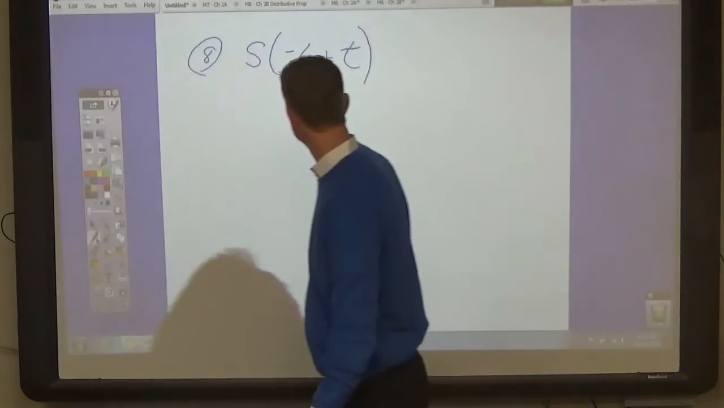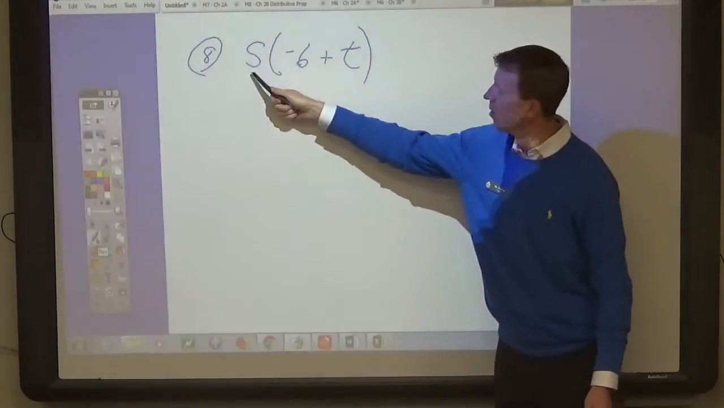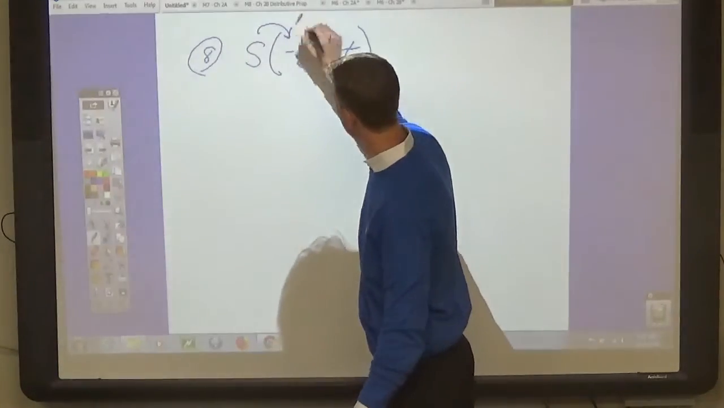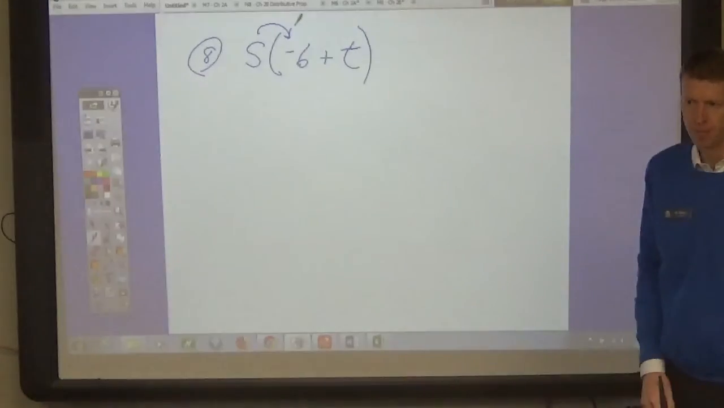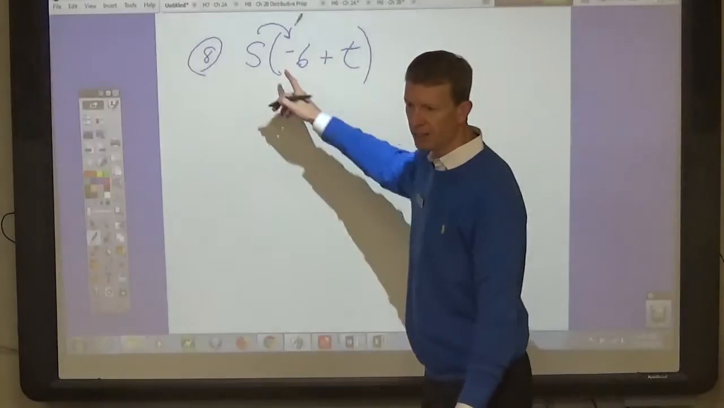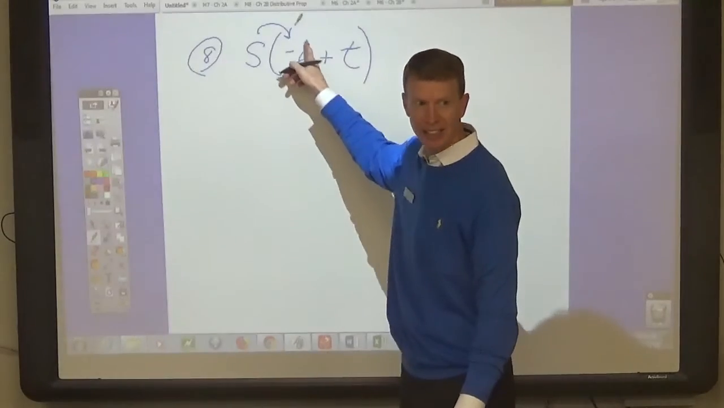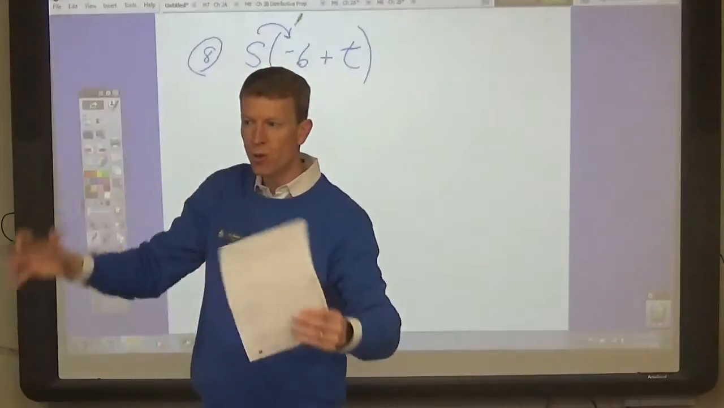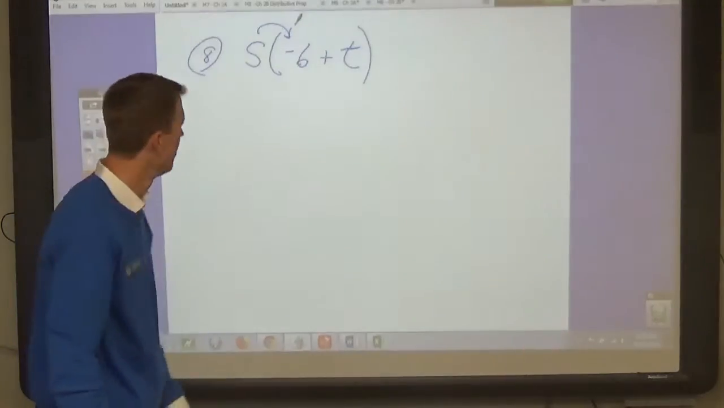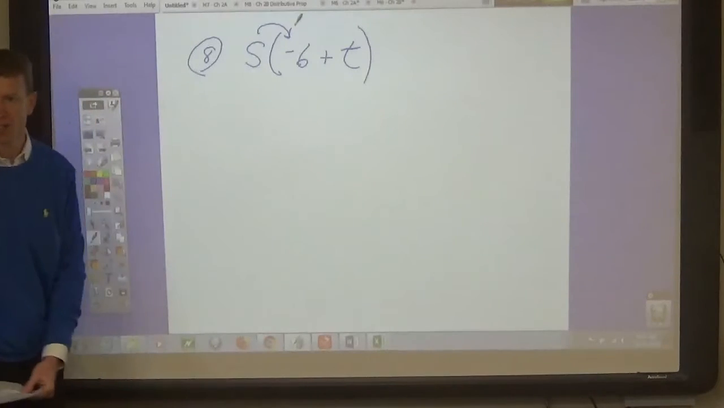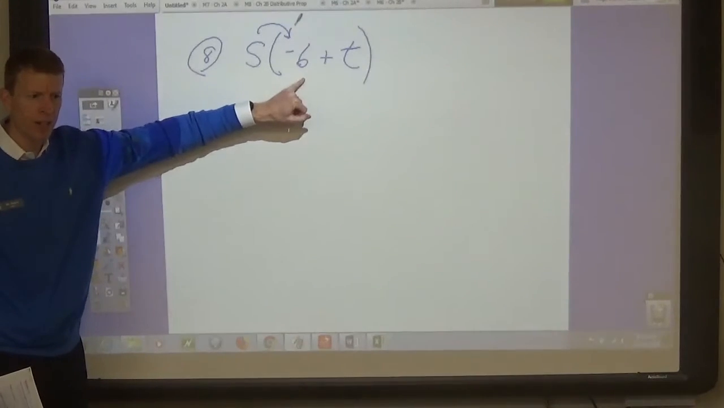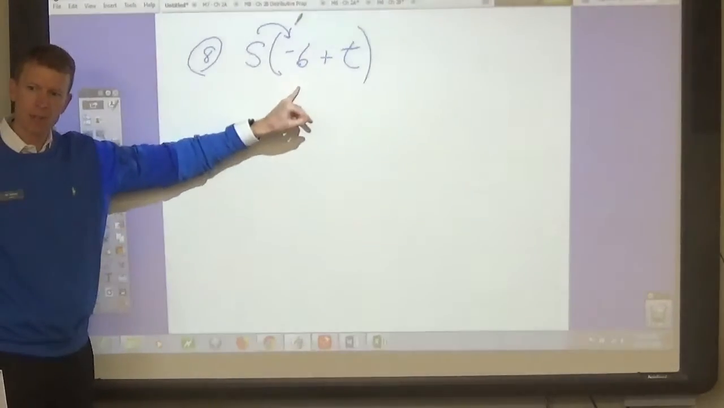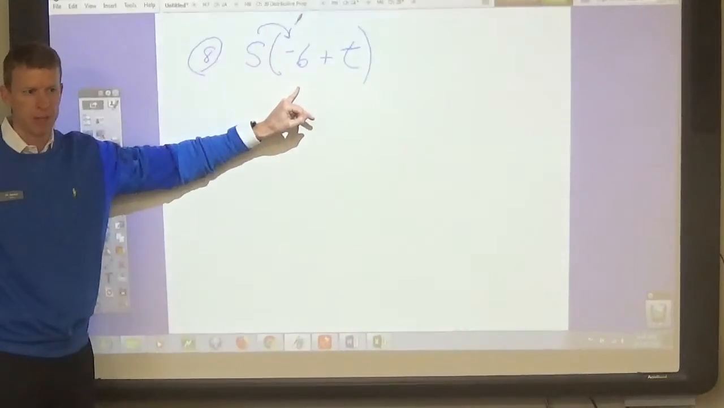Now, how do you multiply s times a number? Can you multiply s times something? Yes. S times negative 6 is the same as negative 6 times s because of the commutative property. So this answer is the same. Whether you're doing negative 6 times s or s times negative 6 is the same answer, isn't it?